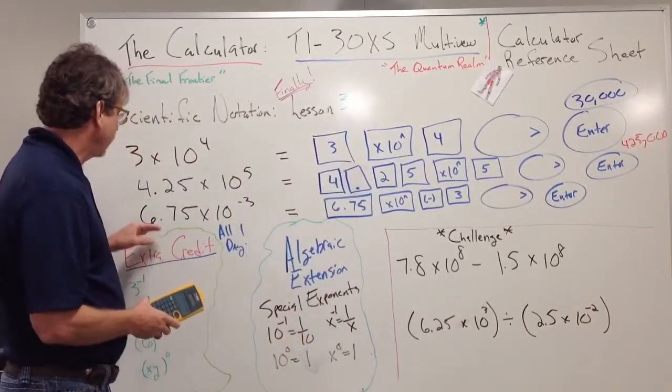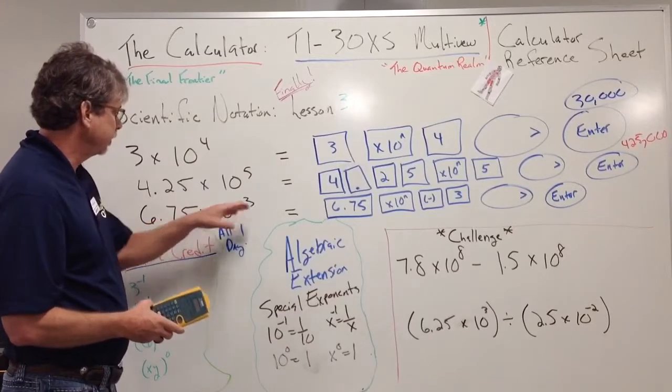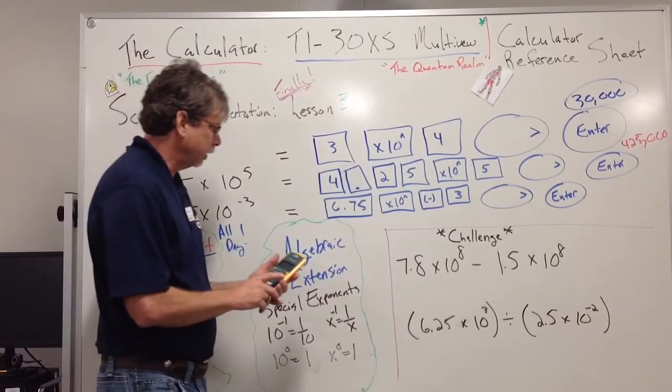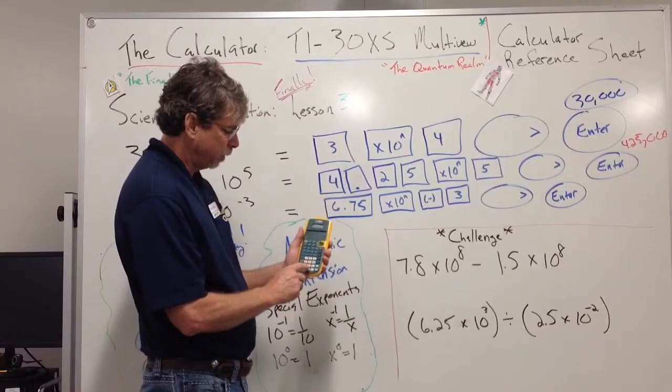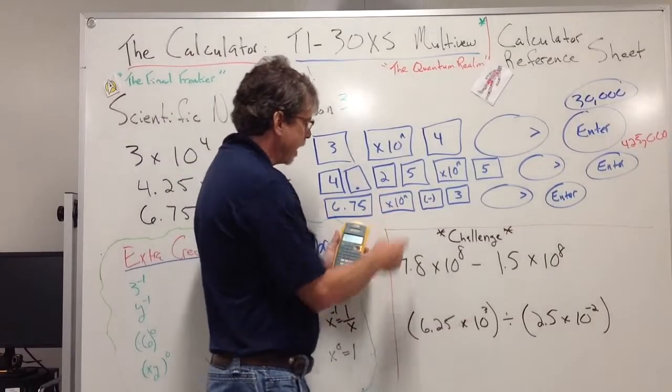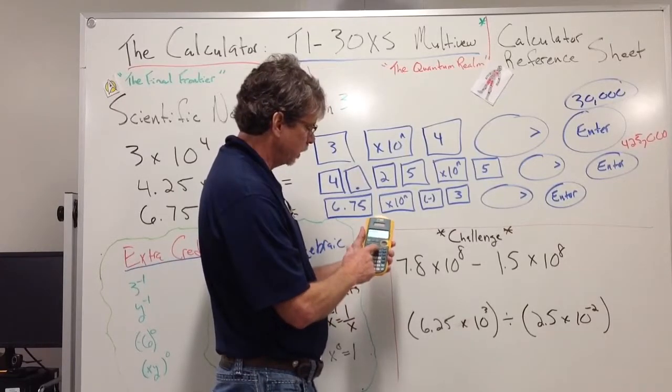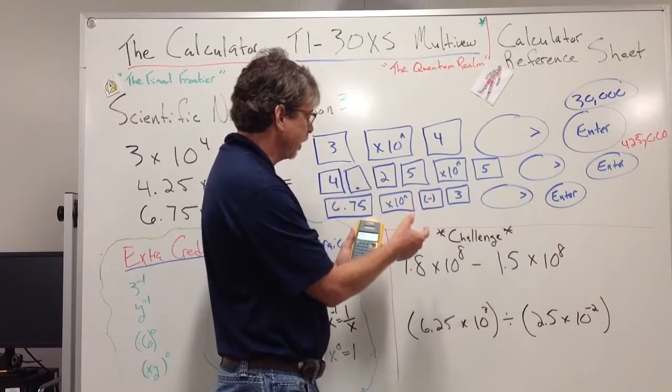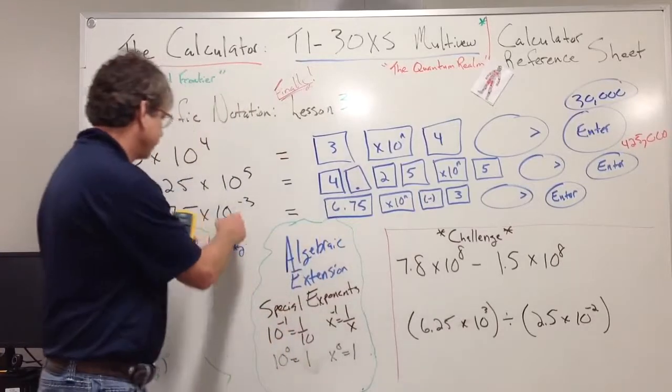The next example I want to look at is a 6.75 times 10 to the negative 3. So I'm going to hit clear, and then I'm just going to type in 6.75. We should know how to do that now. That's just a decimal. We find that times 10 to the n key. So again, hit that key. It's prompting me for an exponent. It's wanting a negative 3.